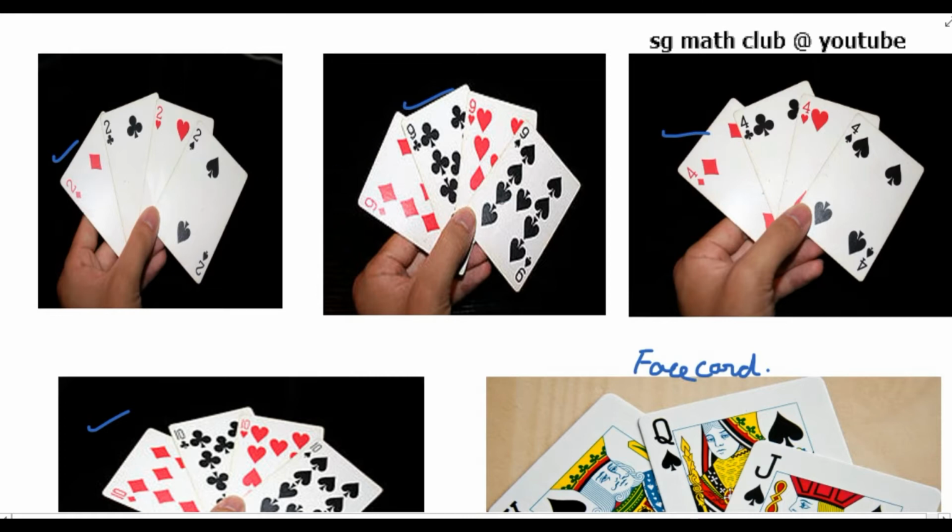Same way, if you see card number 9, you can count 1, 2, 3, 4, 5, 6, 7, 8, 9. So this is actually the spade 9, this is heart 9, this is diamond 9, and this is club 9. So again 2 red 9 cards and 2 black card number 9. Same way you can see card number 4, card number 10.